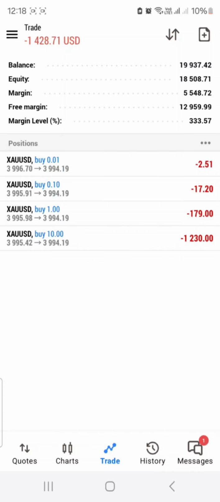You can see that now it's in losses. I'm losing minus $1,000 for 10 loss, minus 152 for 1 loss, one lot, minus $19 for 0.10, minus $2 for 0.01, meaning that since you're still starting, the best lot size for you will be 0.01 so that you can practice and know about Forex before you can go to big lots like 10 and 1.